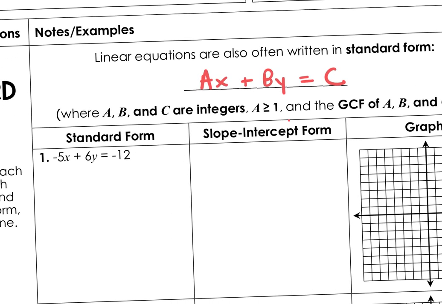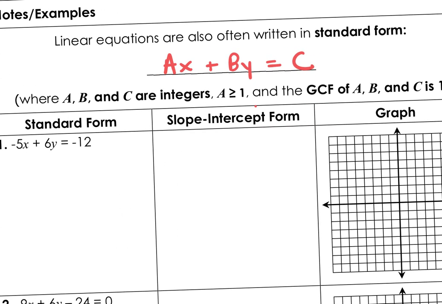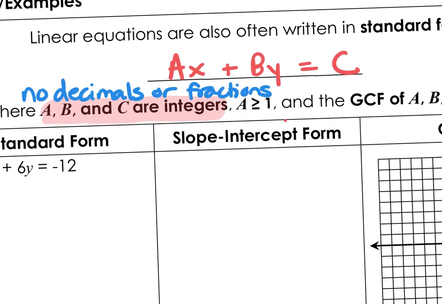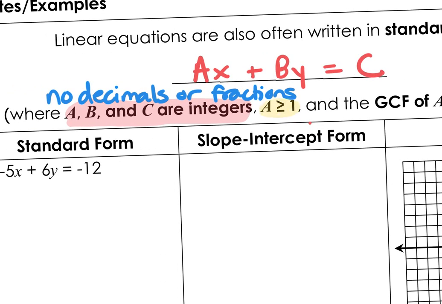Okay, now in this standard form, one of the things they're going to say is A, B, and C are integers. Integers means that it cannot be a decimal or a fraction. So when it's saying integers, that's implying it can't be a decimal or it can't be a fraction. Another little key piece of information it's telling me here is that A has to be bigger than or equal to 1.